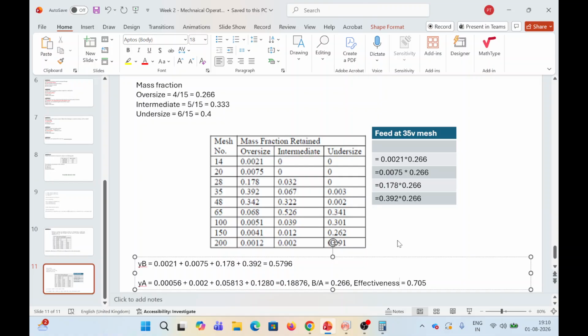So first we calculate the feed in each mesh up to mesh 35. Once you know that, YA is nothing but the sum of the feed in each of these meshes. YB is nothing but the oversize, and that is your desired product; you calculate the sum of that. B by A you already know. So you just need to plug into that effectiveness equation, and you will get the value of the effectiveness of the screen. Any questions?